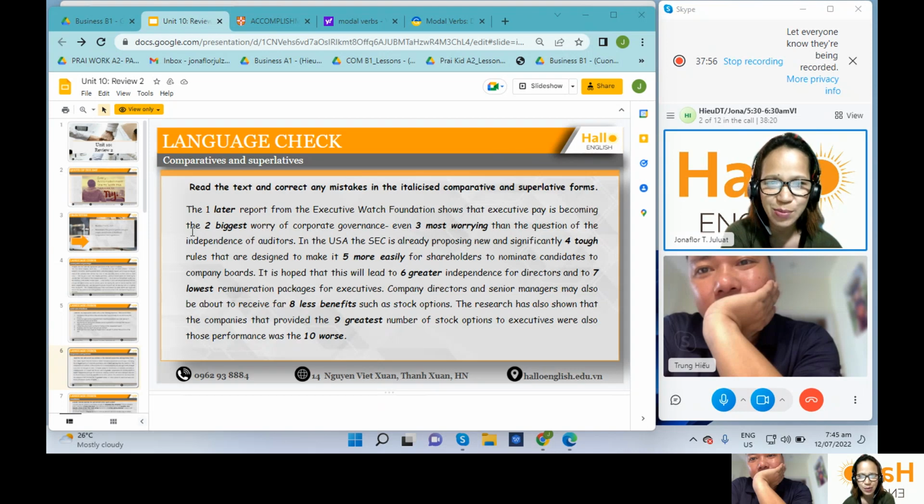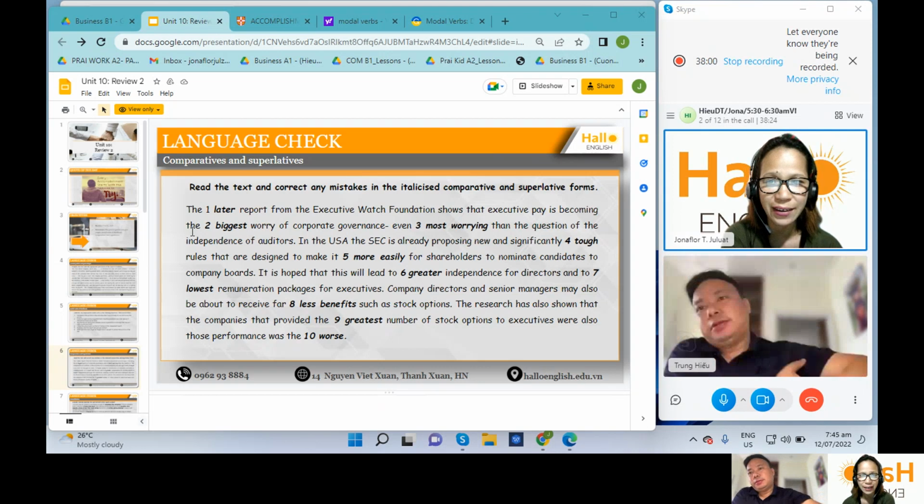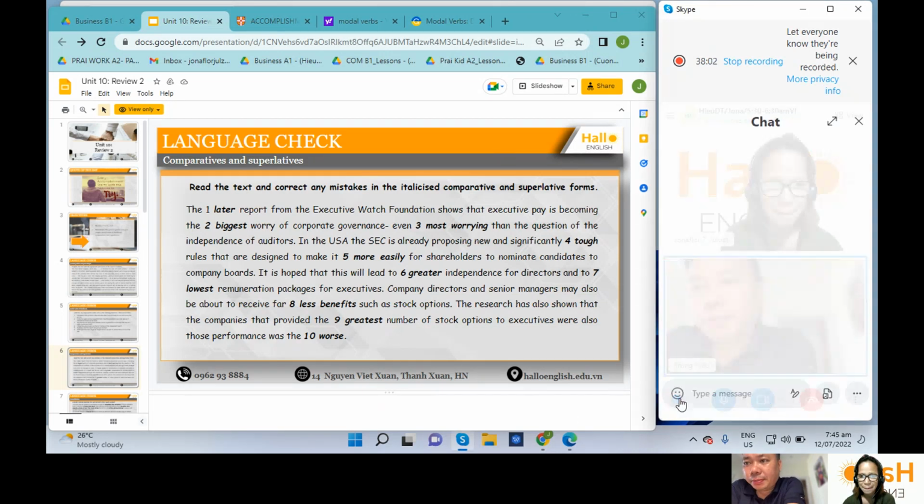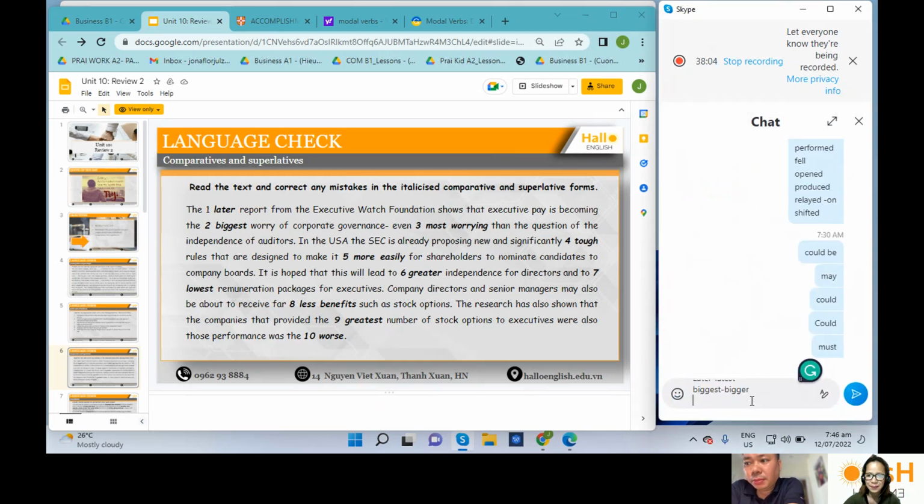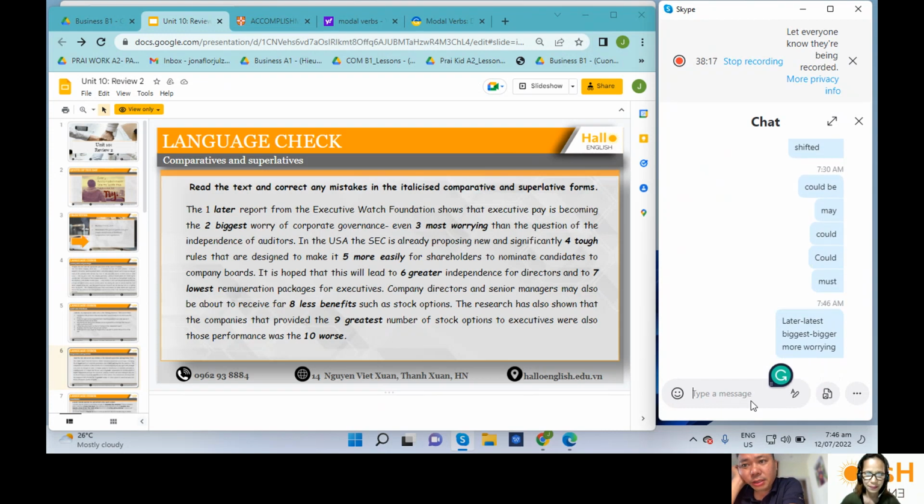Okay. Now let's proceed to number three. So number three is more worrying, right? Okay. More worrying. Now next. Then the question of the independence of auditors.